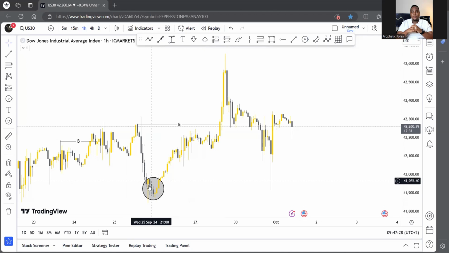Now, we can identify which trend or which impulse broke this previous higher high. It started from here. And then from here, we can actually identify that this is the demand level over here. Okay, that's theory, guys.